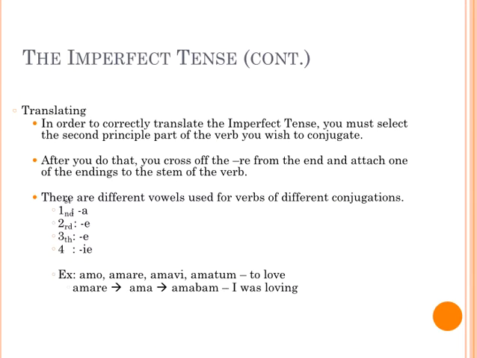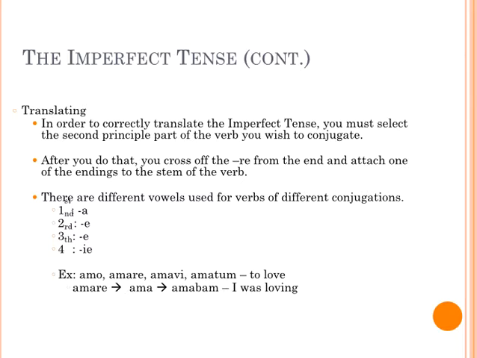In order to correctly translate the imperfect tense, you must select the second principal part of the verb you wish to conjugate. After you do that, you cross off the re from the end and attach one of the endings to the stem of the verb. There are different vowels used for verbs of different conjugations. For the first conjugation, an a is put before the ending. For the second and third, an e, and for the fourth, an ie.